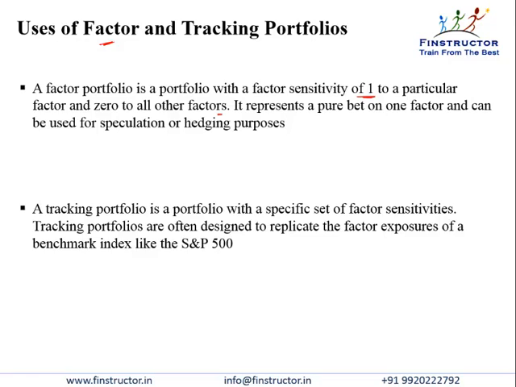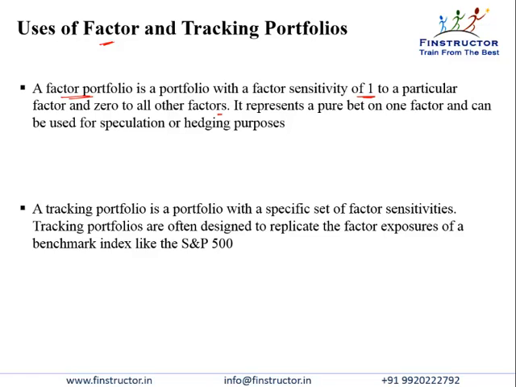Or from my current portfolio, I want to completely hedge the portion corresponding to GDP growth. The other factors I want to remain exposed to. I don't think GDP growth will act favorably, so I want to hedge against GDP growth. I can take help of these factor portfolios. I can long and short factor portfolios to increase or decrease the sensitivity of that particular factor in my portfolios.